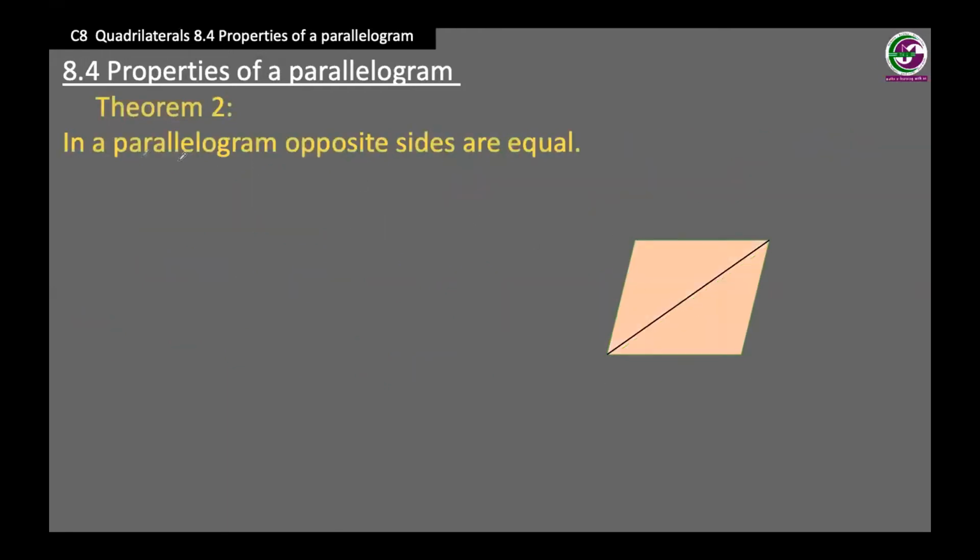Moving on to theorem 2. In a parallelogram, opposite sides are equal. We have just seen that in a parallelogram ABCD, triangle ABD is congruent to triangle CDB. These two are congruent. We have to show opposite sides. What are the opposite sides? AB and CD. Look at the position of AB and CD. They are in the same position. So we can say AB is equal to CD, CPCT: corresponding parts of congruent triangles are equal if the triangles are congruent.